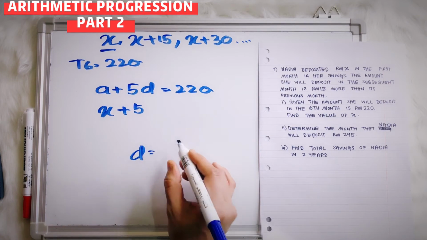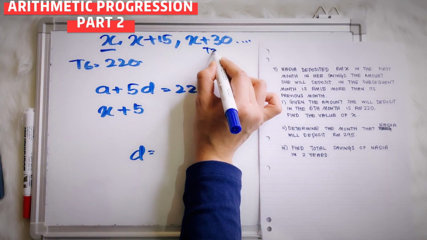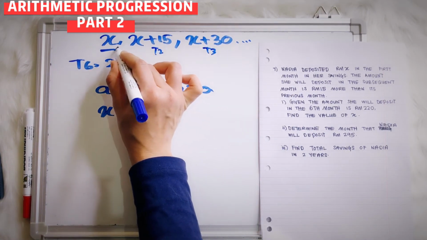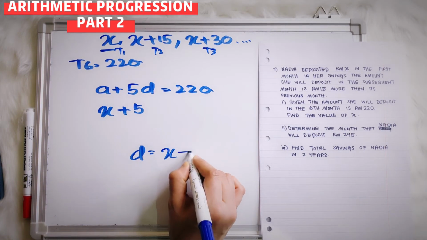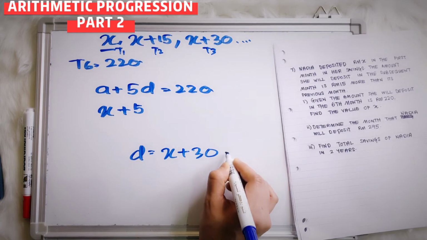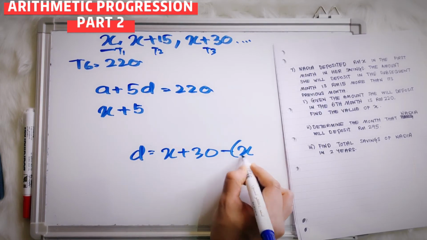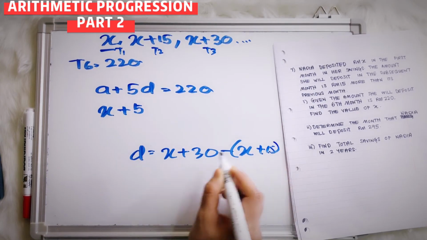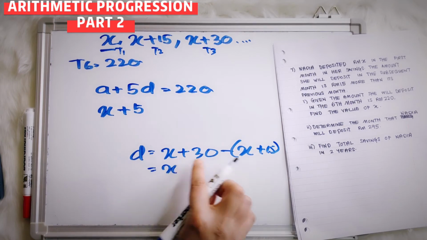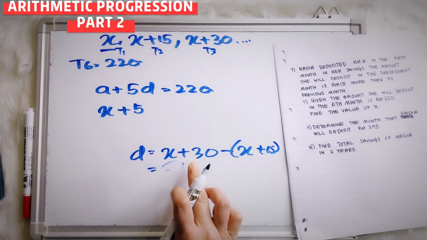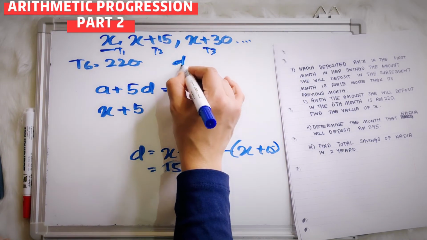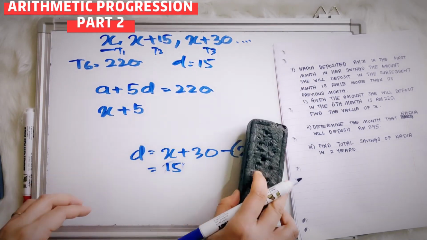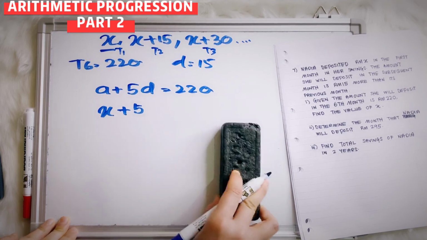The difference now is, let's say I take T3 minus T2. This is T1. So I take X plus 30 minus X plus 15. So here X minus X is 0, right? So 30 minus 15, your d will be 15. Your d is 15. Now we substitute here.